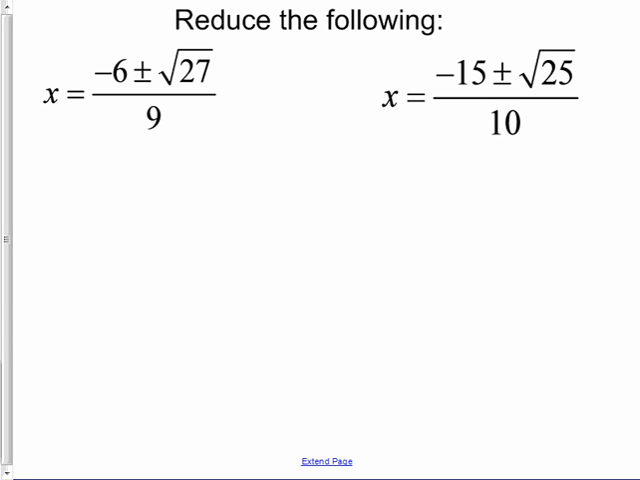And simplify this first one. We've practiced this a lot, so you're probably going to be good at it. You should be asking yourself, what goes into everything? Oh, nothing goes in.